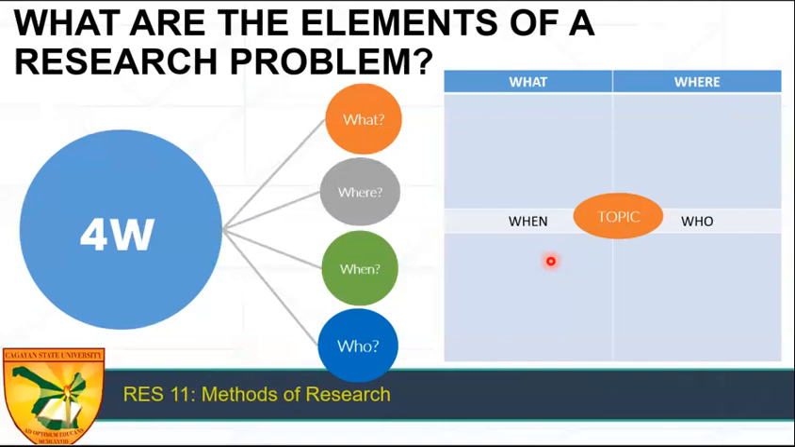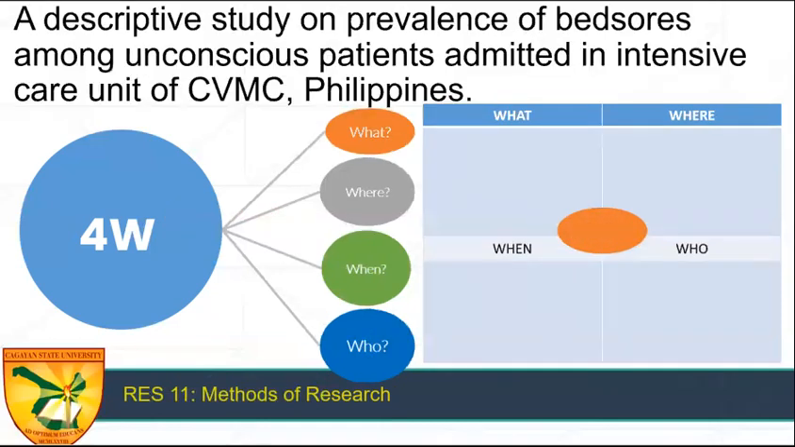And lastly is who. This is the population from which the data is to be collected. This answers the question, who are the respondents, or from whom are the data to be gathered. So again, the 4 W's: what, where, when, who, and the topic itself, the why.